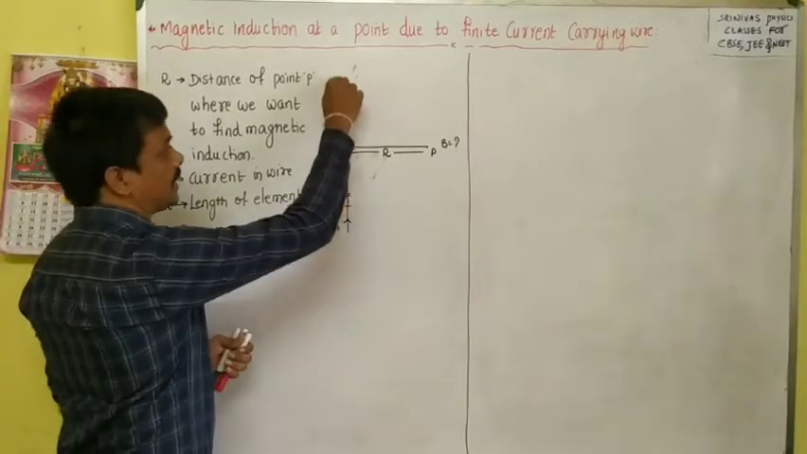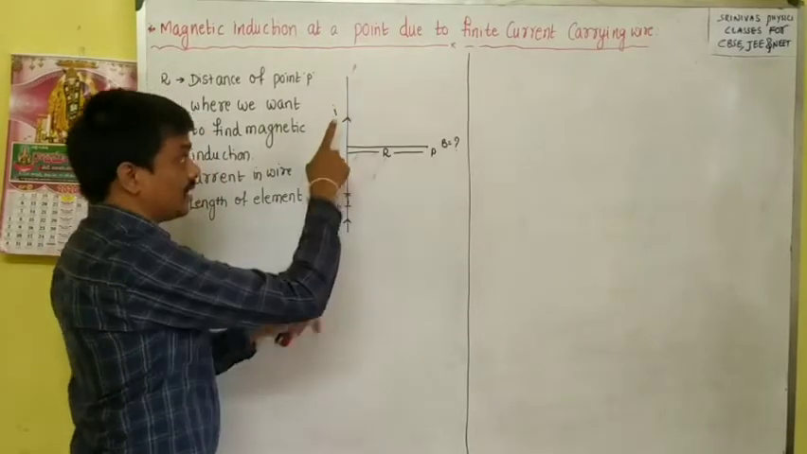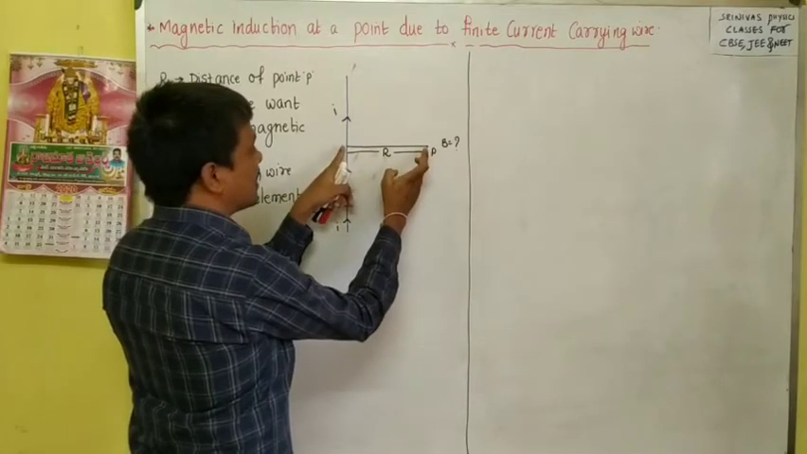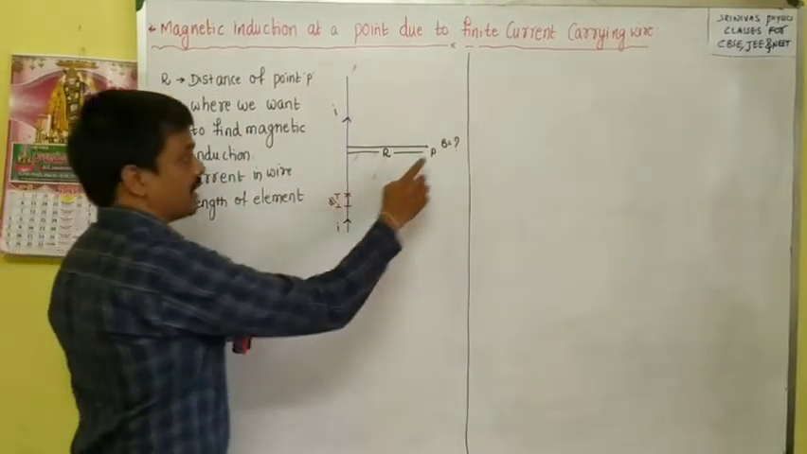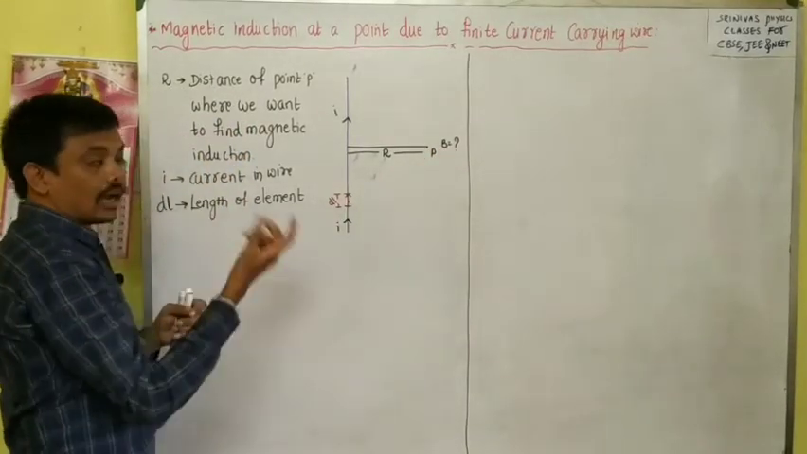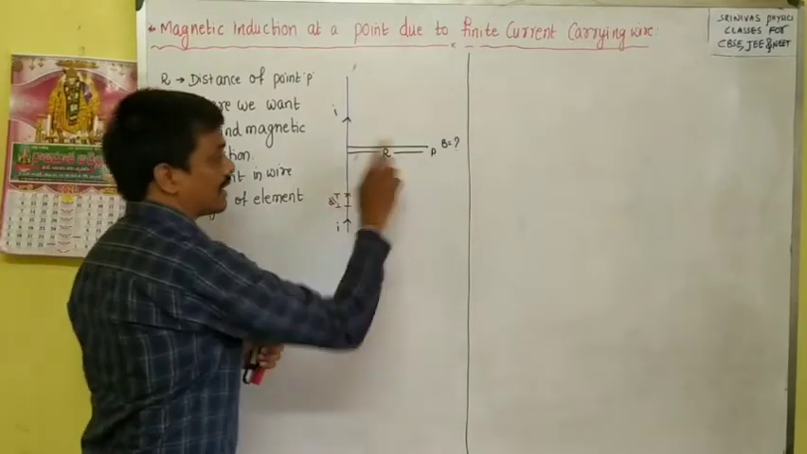Okay, this is a finite current carrying wire, this one, the blue line. It carries some current I. From this, at a perpendicular distance capital R, I want to find out the magnetic induction B. Then for that, what do I have to do? I am going to apply the Biot-Savart law to find out the magnetic induction.